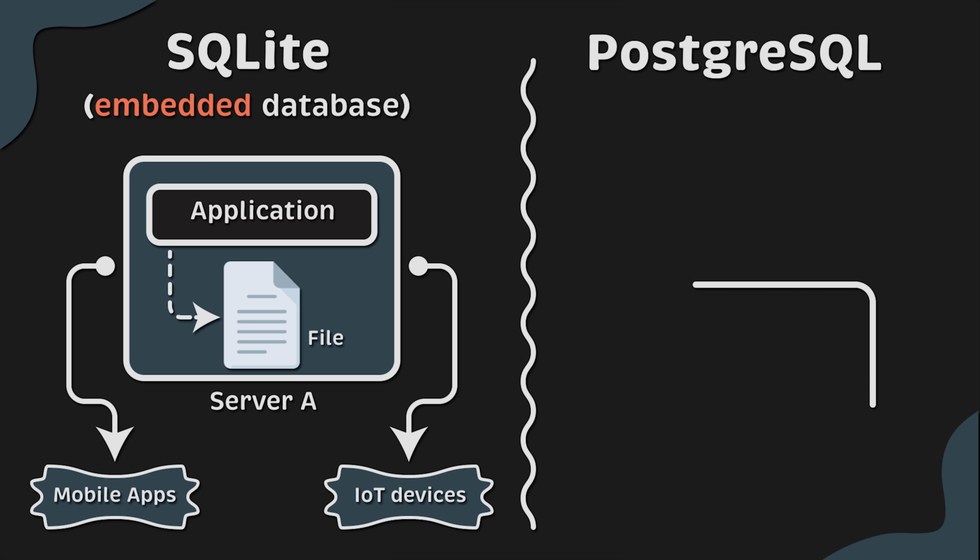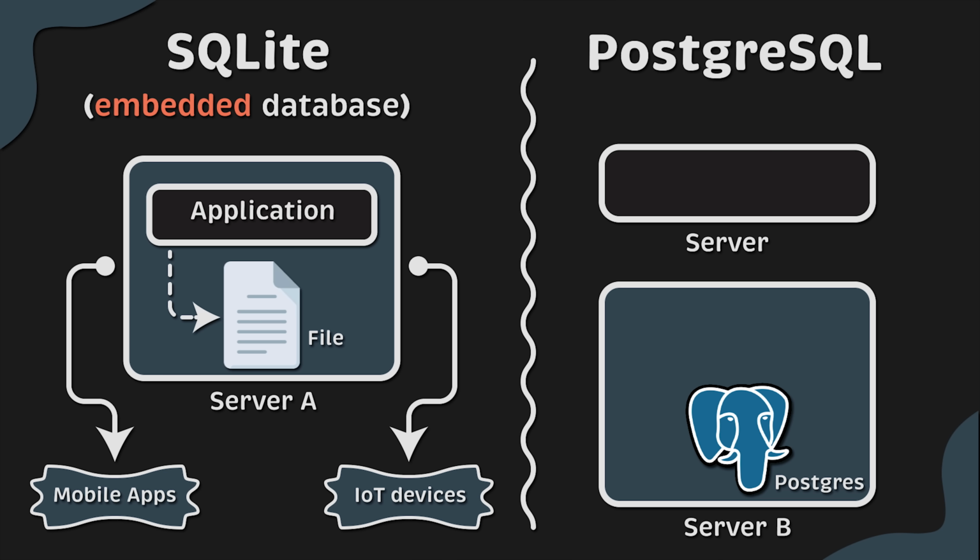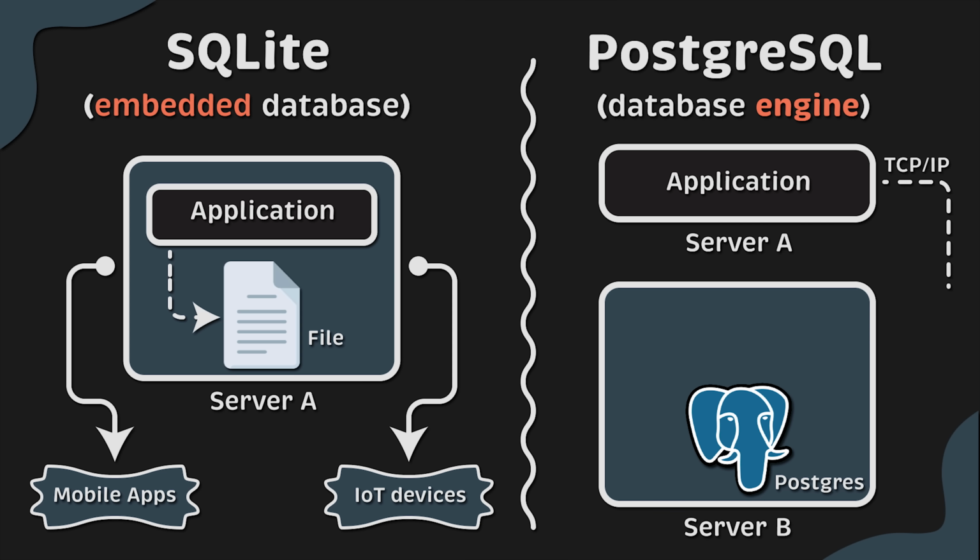Postgres, on the other hand, is a standalone database, a separate application. It handles requests and queries from other applications and manages how the data is stored on the disk. Frequently, it is deployed on a separate server, and other applications interact with it via a network.